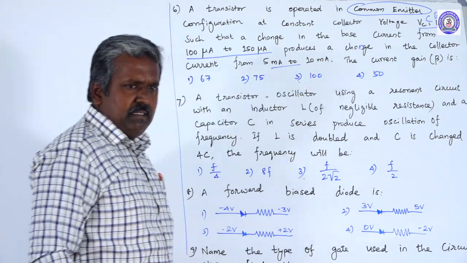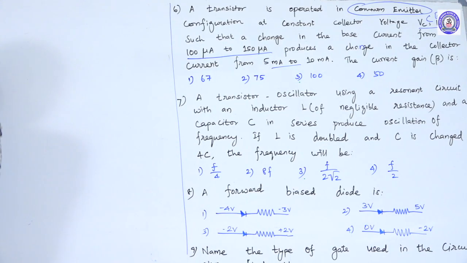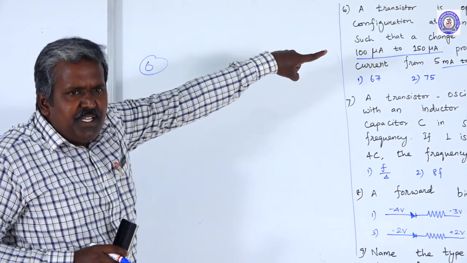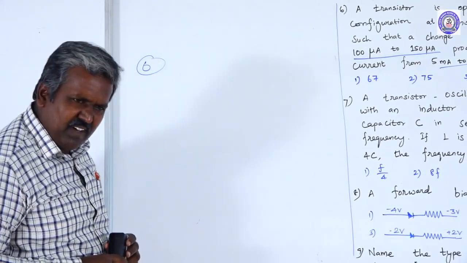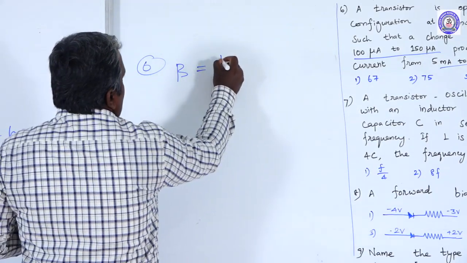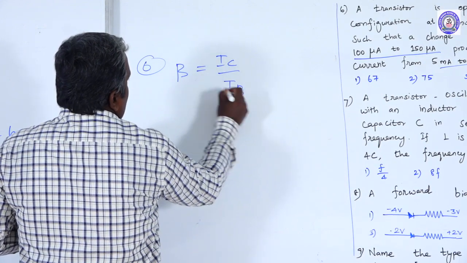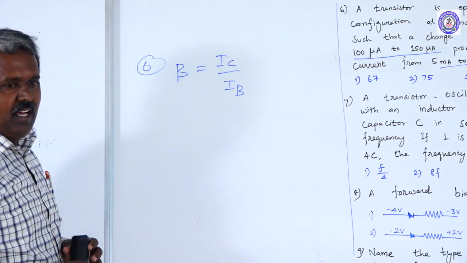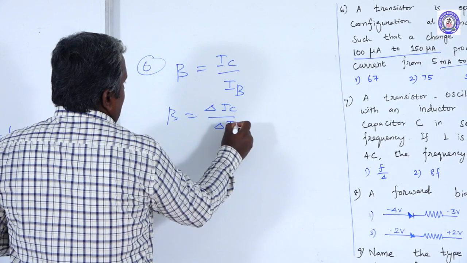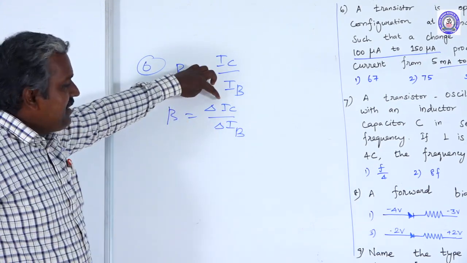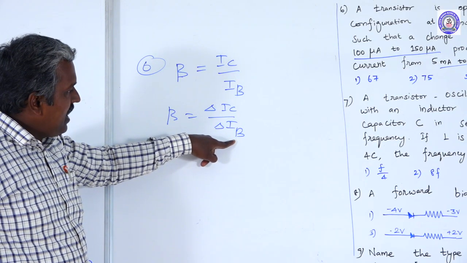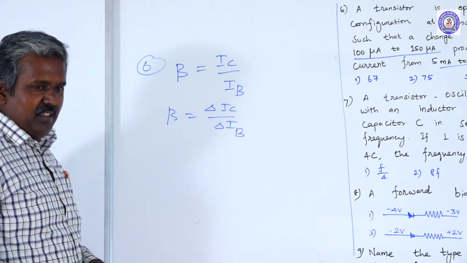The current gain beta. Okay. What is current gain in common emitter mode? Beta. But the formula? Already discussed about this. Remember IC by IB, delta IC by delta IB, correct? Change in collector current by change in base current. So here first we want to calculate delta IC and delta IB.